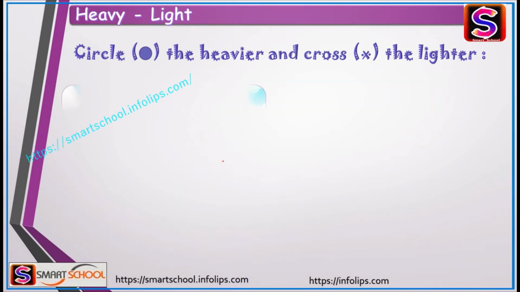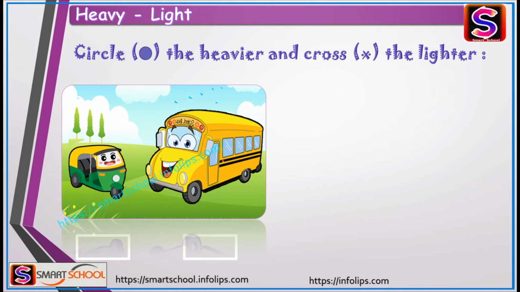See here, there is a bus and an auto rickshaw. So which one is heavy and which one is light? Auto is light and bus is heavy. Right, bus is heavy because it is bigger and also has more weight. That's why we will put a circle on the bus, and auto rickshaw is light compared to the bus. That's why we will put a cross on the auto rickshaw.